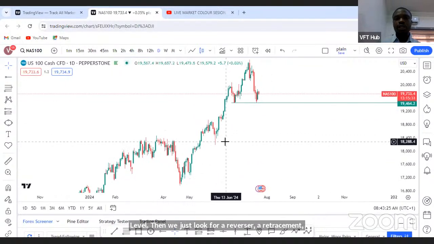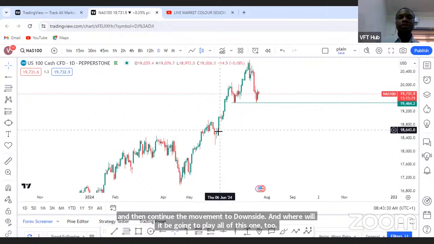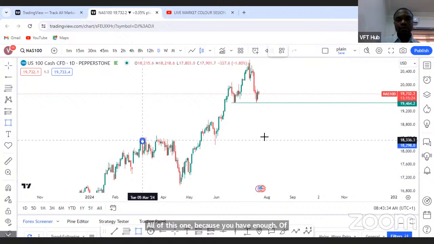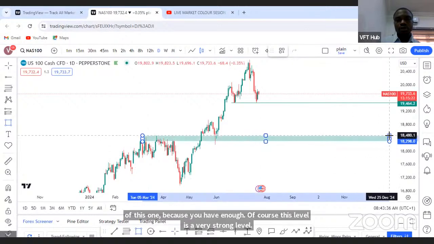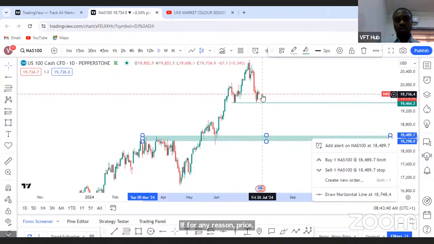And where will it be going? We're going to clear all of this one too, all of this one, because you have enough fair value gap. Of course, this level is a very strong level. This entire level is also a very strong level. So if for any reason price breaks through this region here, then we are going down to this point.